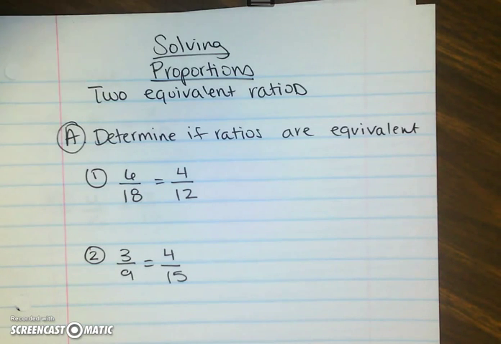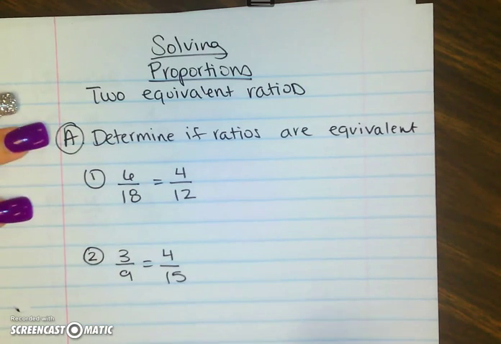Hey guys, tonight's video is about solving proportions. So we talked about what makes something proportional. Remember, it's those three things. It's got to be a straight line, it's got to go through the origin, and then it has to have a K, a constant of proportionality. So we're going to talk about solving proportions in our video tonight.